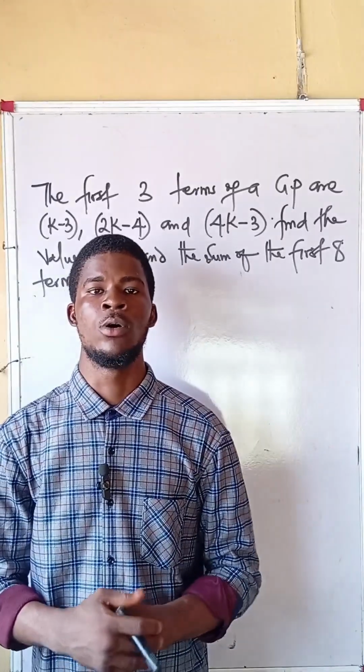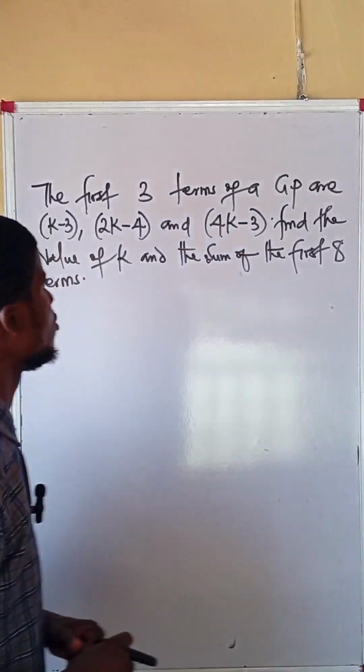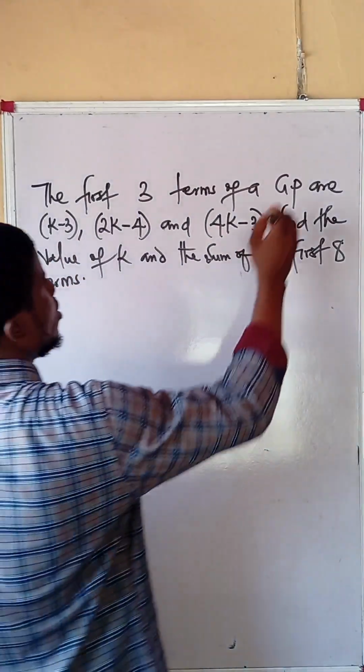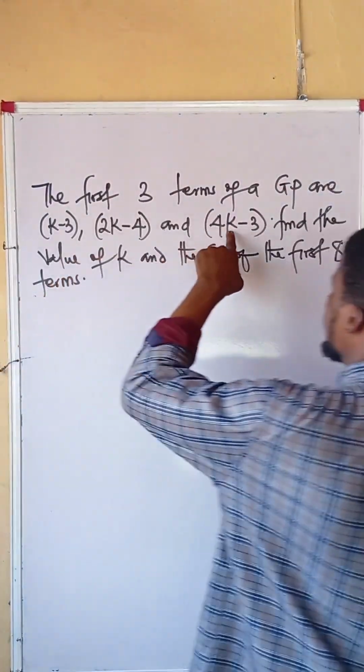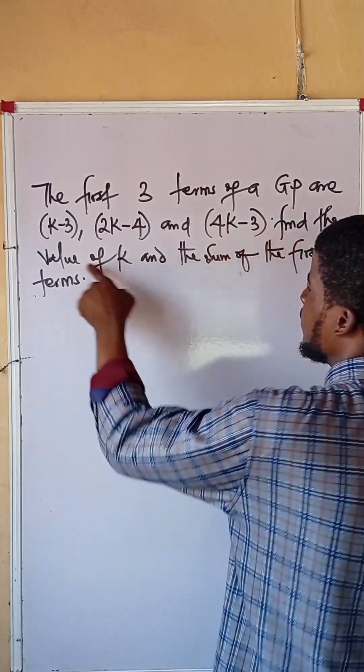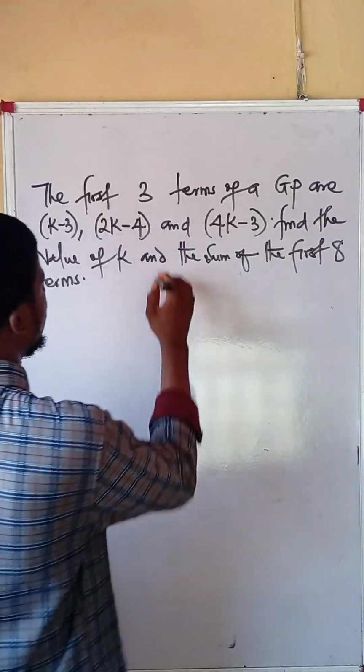Yet another question on geometric progression. The question says that the first three terms of a geometric progression, GP, are k minus 3, 2k minus 4, and 4k minus 3. We have to find the value of k and the sum of the first 8 terms. Alright, let's solve.